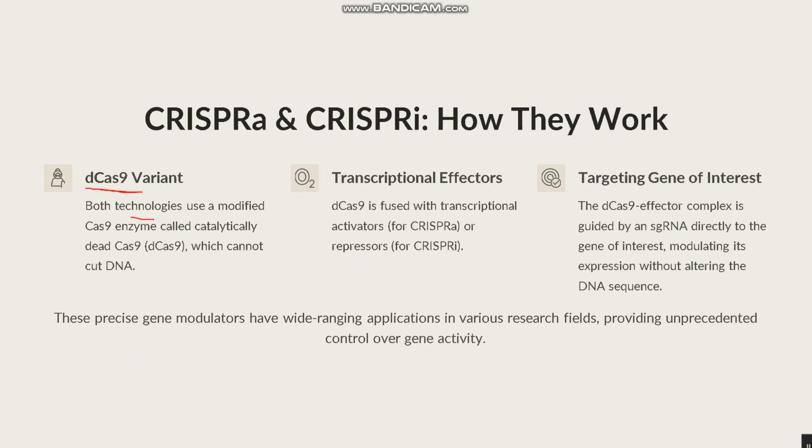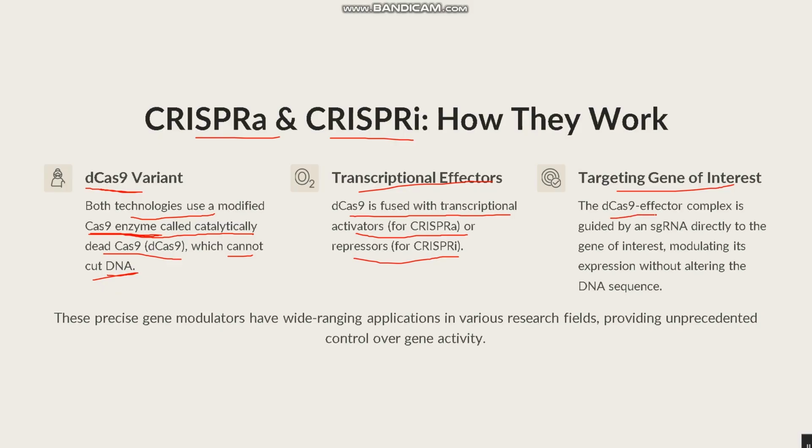Why? Because both technologies, CRISPR activation and CRISPR interference, use a modified Cas9 enzyme called catalytically dead Cas9, which can't cut the DNA. There is no need to cut the DNA; there is just a need to upregulate or downregulate the gene expression. So that Cas9 is fused with transcription activators, CRISPRa, or repressors, CRISPRi, targeting the gene of interest.